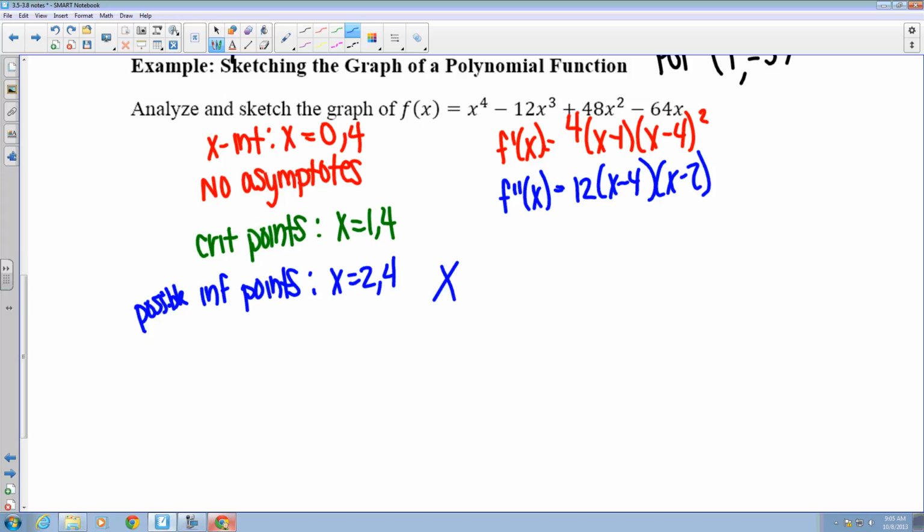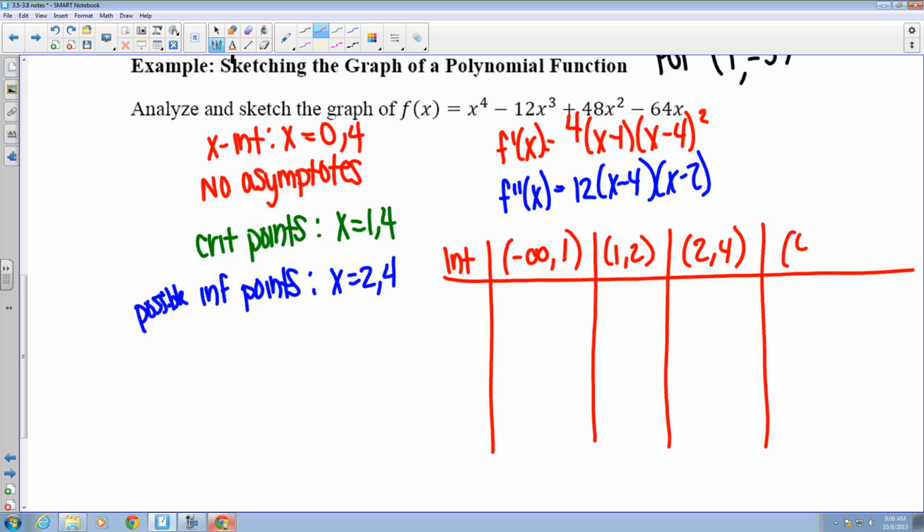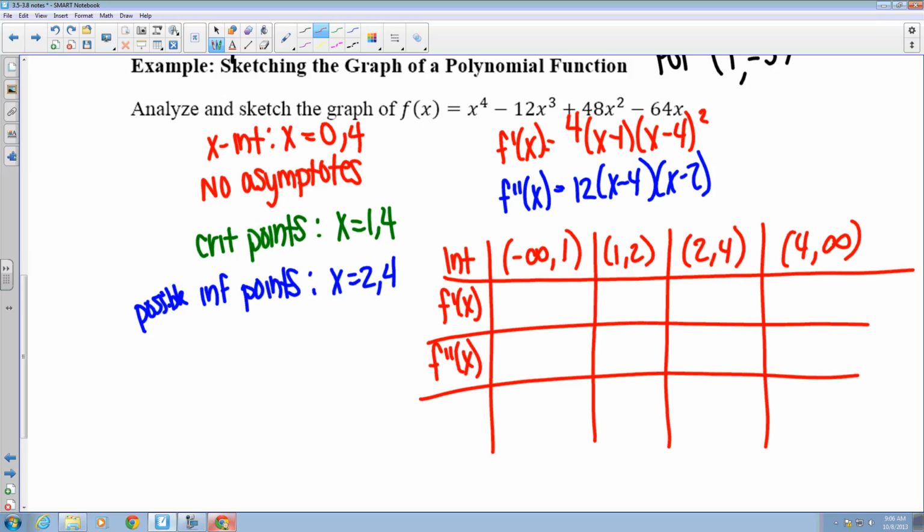So let's go ahead and make our intervals. Test from negative infinity to 1, since that's our first critical point. 1 to 2, 2 to 4, and 4 to infinity, testing our first derivative, second derivative, and coming to a conclusion.